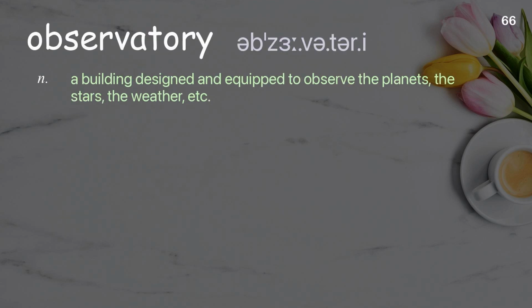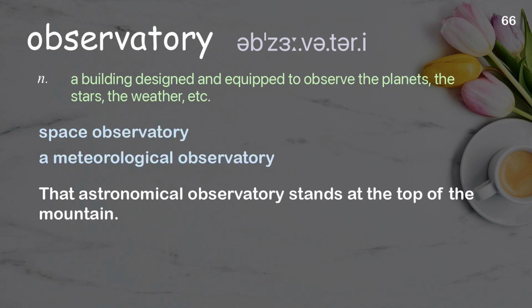Observatory. A building designed and equipped to observe the planets, the stars, the weather, etc. Examples: Space observatory. A meteorological observatory. That astronomical observatory stands at the top of the mountain.